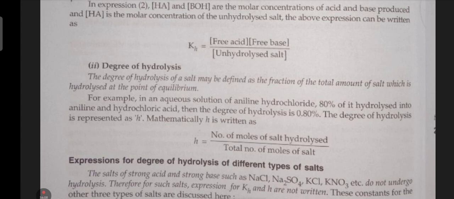For example, in an aqueous solution, if 80% of aniline hydrochloride is hydrolyzed into aniline and hydrochloric acid, then the degree of hydrolysis is 0.80. The degree of hydrolysis is represented as h. Mathematically, h is written as the number of moles of salt hydrolyzed upon the total number of moles of salt.